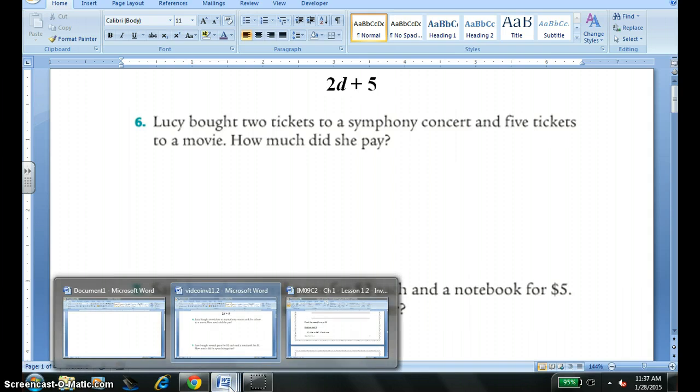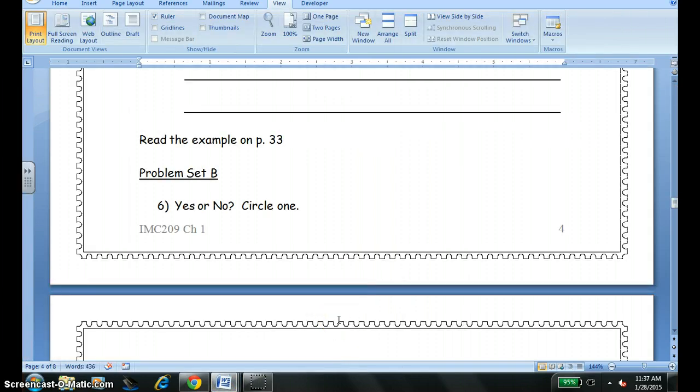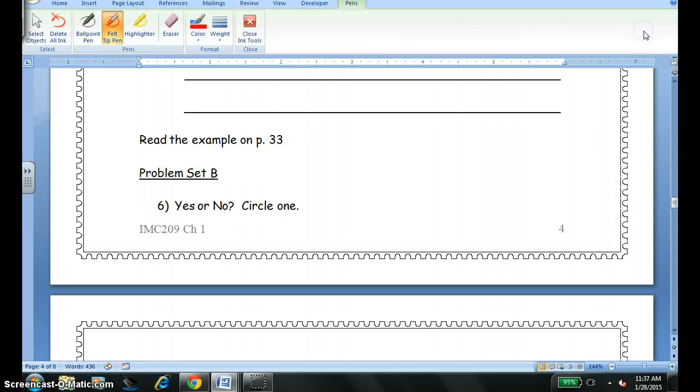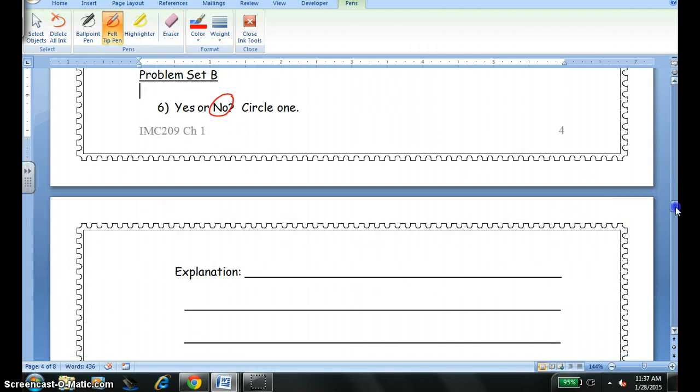So what you would do is go to your problem set here. Let's see if I can write on this. And then I would say no. Doesn't match. And then explain why. I would put, you need another variable. Please don't be too upset with my writing. It's pretty bad, I know, but I have other good qualities.